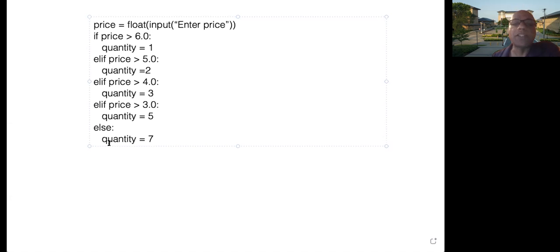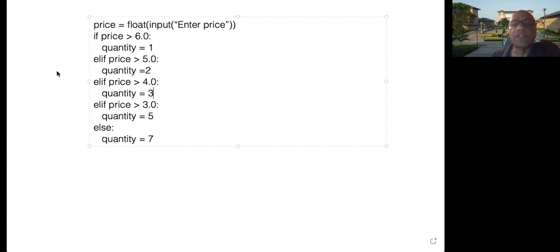So now suppose price is 4.5. This is false, so this is ignored. Then we come here, we check if price is greater than 5. Price is 4.5, greater than 5 is false, so we will not set quantity to 2. Then we check if price is greater than 4.0. Price is 4.5, greater than 4.0, so quantity will now be set to 3. And this will be ignored.